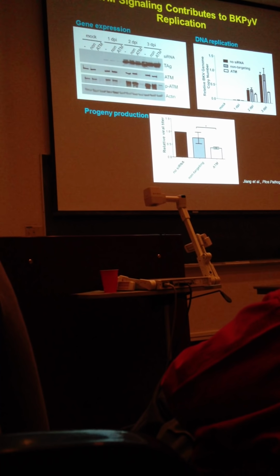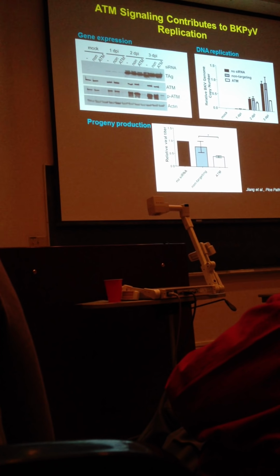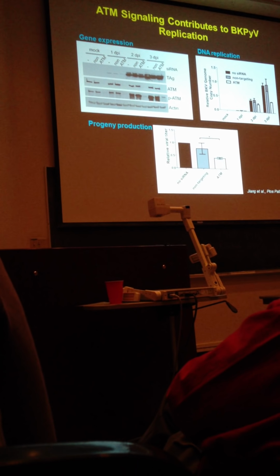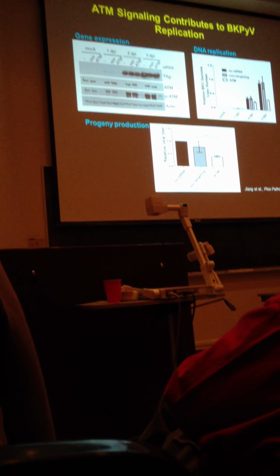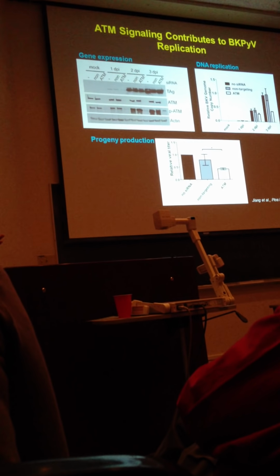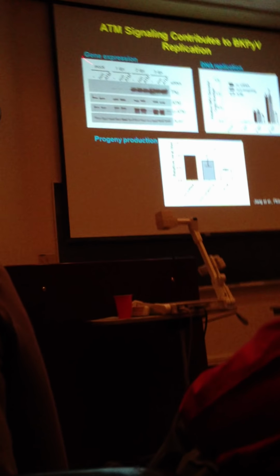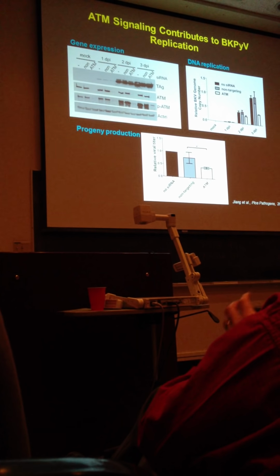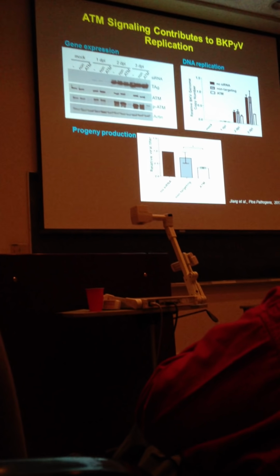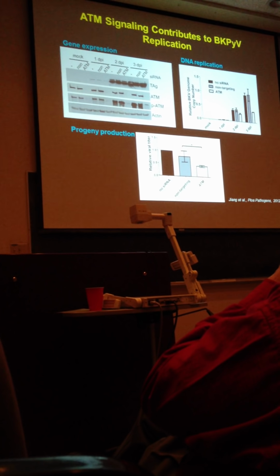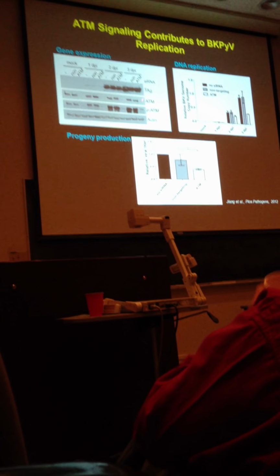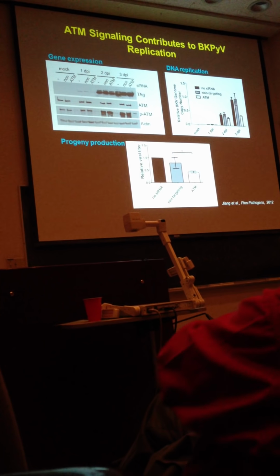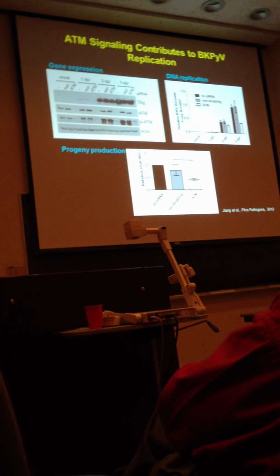To address that, we used siRNA to knock down ATM expression in RPT cells and assessed the effect of this knockdown on viral infection, including early gene expression, DNA replication, as well as progeny production. You can see that the knockdown is fairly effective in our system, as judged by either the ATM blot or the phospho-ATM blot. We can achieve up to 90% knockdown in the cells.